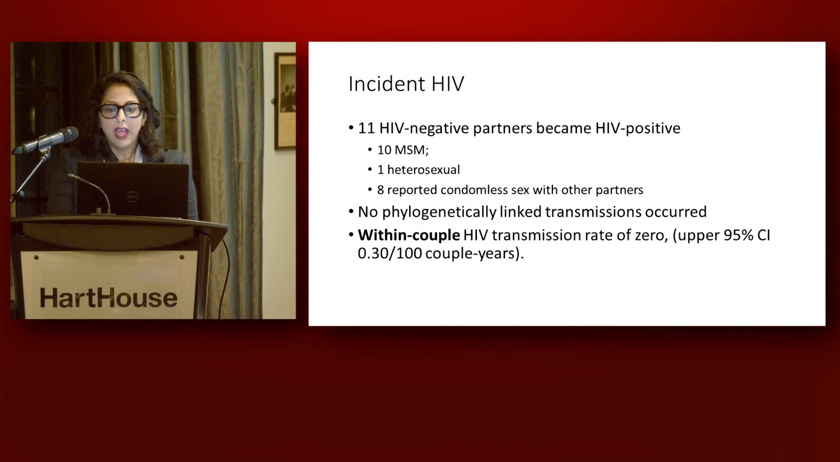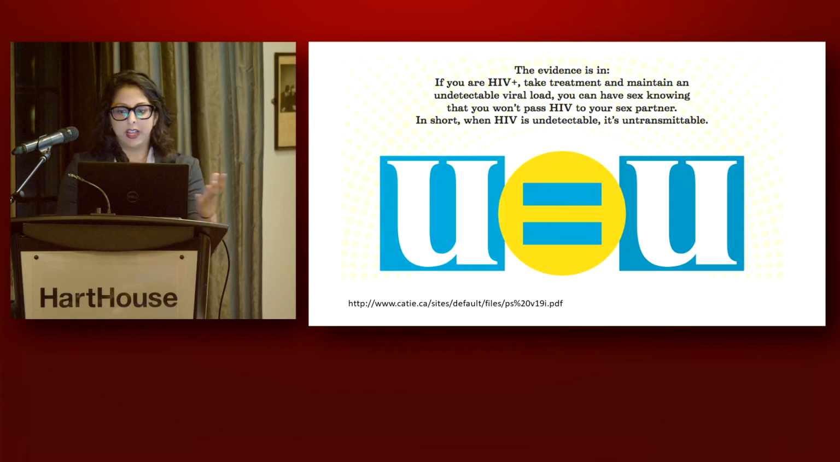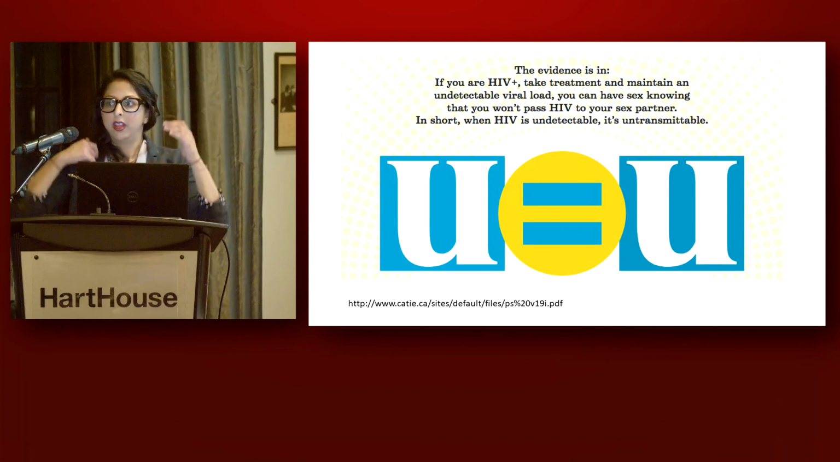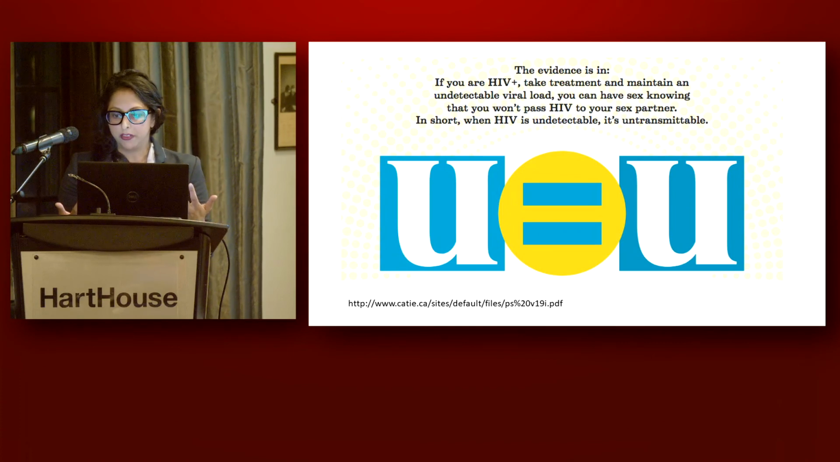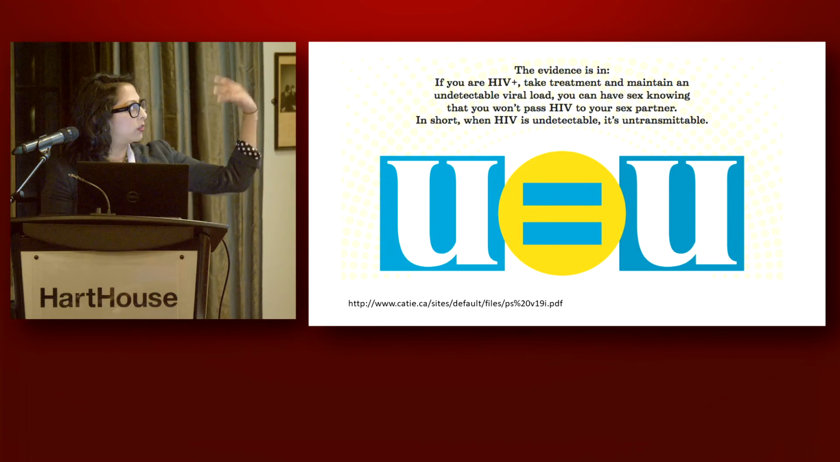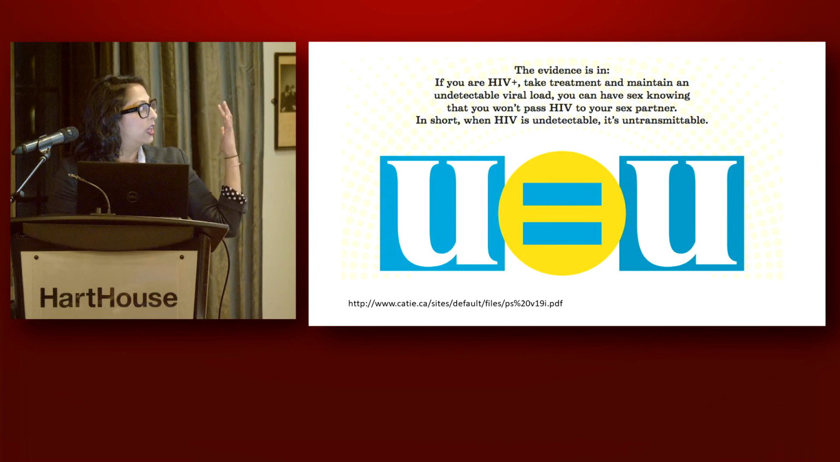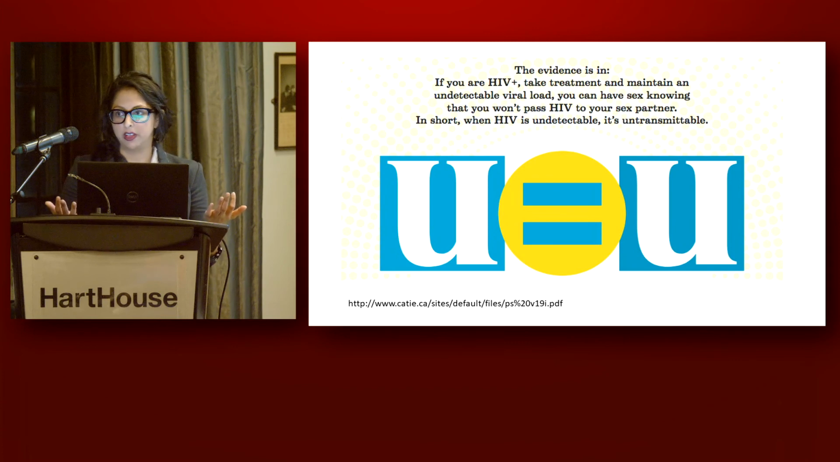And so this has kind of led to the U equals U campaign, which has been really since mid-2016, people have started talking about this. It stemmed from the Prevention Access Campaign. And you can see this screenshot from the consensus statement on U equals U. So the evidence is if you are HIV positive, take treatment and maintain an undetectable viral load, you can have sex knowing that you won't pass HIV to your sex partner. In short, when HIV is undetectable, it's untransmittable. This is really not that different from the statement in 2008, right? It's taken us a long time to kind of come back to this.